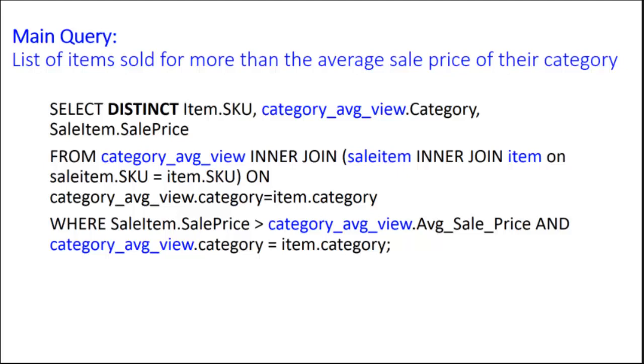Under criteria, sale item sale price is greater than the average sale price saved in the view. And since we have multiple averages, one for each category, the category average view's category must match the item category.